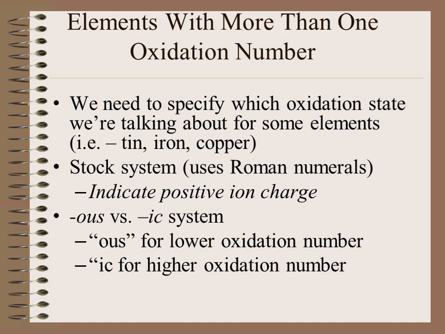So for instance, iron has a +2 and a +3 form. If we were going to name them with the stock system, we would simply use iron 2 or iron 3 with the appropriate Roman numeral. If we were using this OUS versus IC system, it would be ferrous, based off of ferrum, the Latin name for iron. Ferrous would be the +2 form of iron. Ferric would be the +3 form of iron.